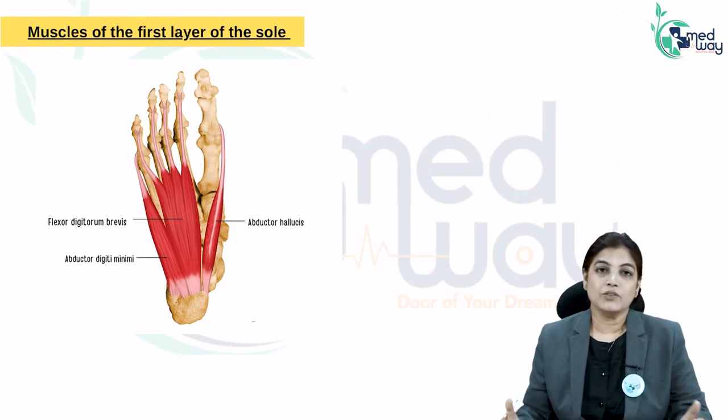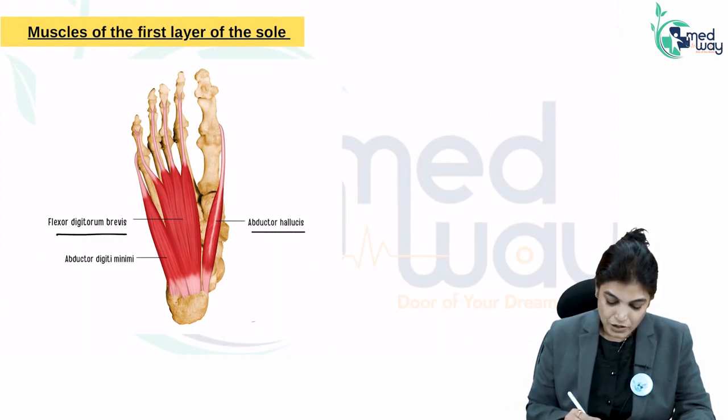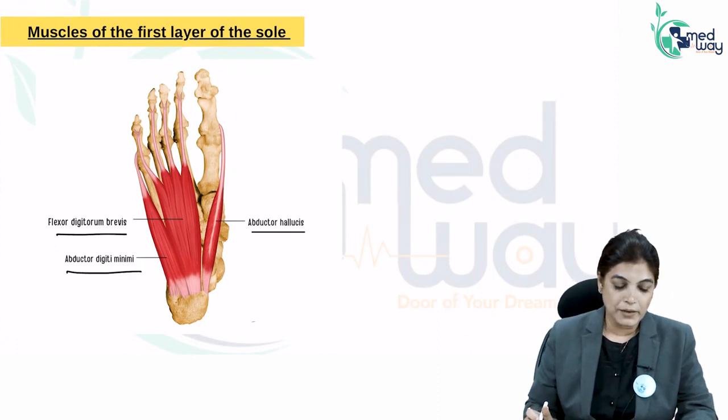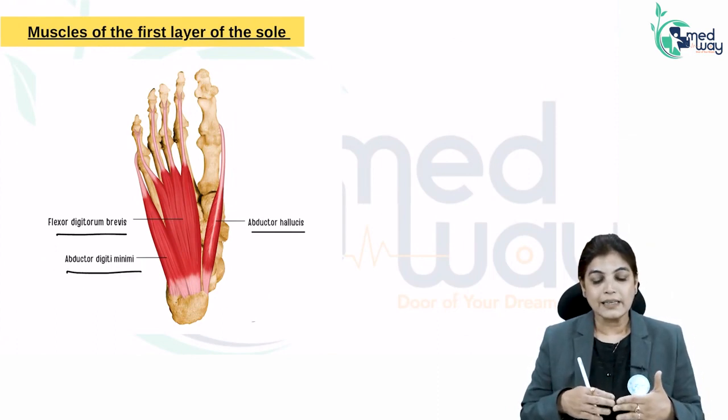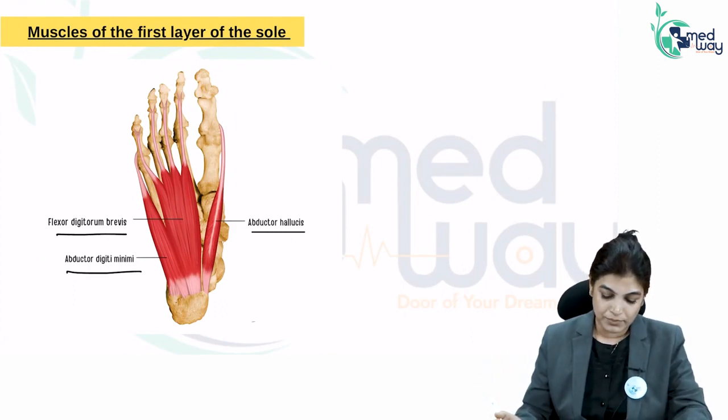So this is an image where you can see the muscles of the first layer of the sole. Here we can see the muscles of the first layer of the sole are abductor hallucis, flexor digitorum brevis and abductor digiti minimi. So we have got 3 muscles in this category: flexor digitorum brevis, abductor hallucis and abductor digiti minimi.